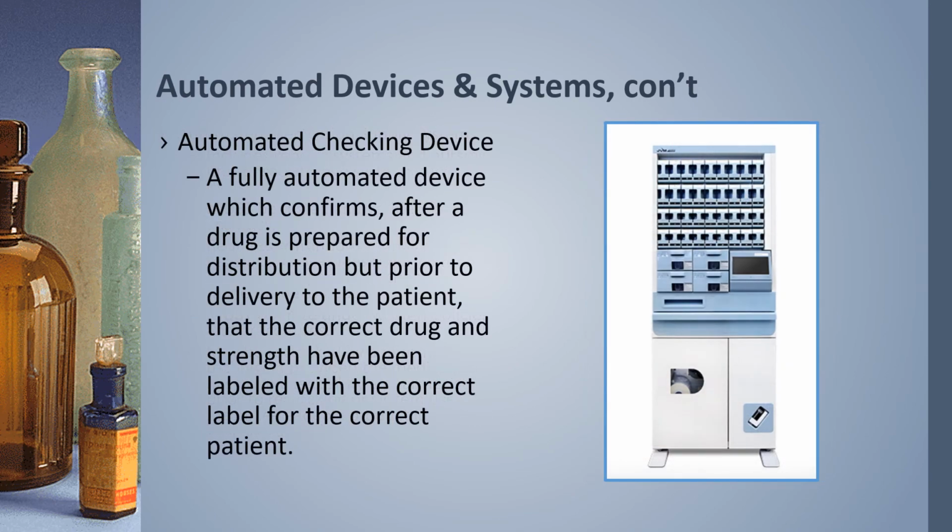The last bit of technology that we're going to talk about are automated checking devices. These critters are a fully automated device which confirms after a drug is prepared for distribution but prior to delivery to the patient that the correct drug and strength have been labeled with the correct label for the patient. So it takes the person out of the equation altogether almost. The accuracy is pretty good on these things. I don't know the percent offhand, but it takes the human error out of the equation altogether.